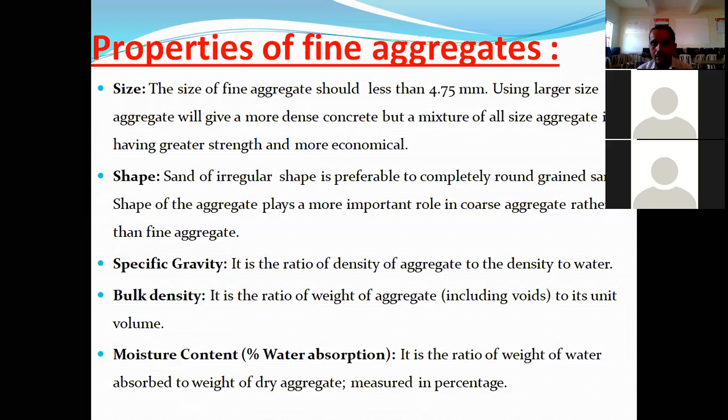Generally, aggregates available from natural sources have very low water absorption, or during the construction work we can sprinkle some water onto the aggregate so that it will absorb the water before mixing, and then we add it into the mixer with the concrete. So water absorption is mostly considered in case of brickwork, because bricks absorb more water as compared to the sand or the aggregate.